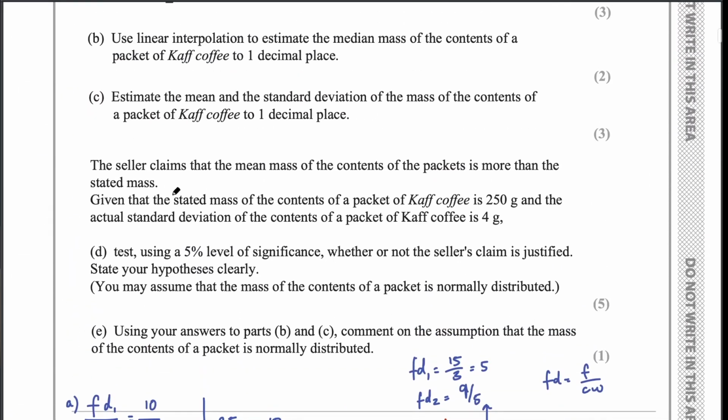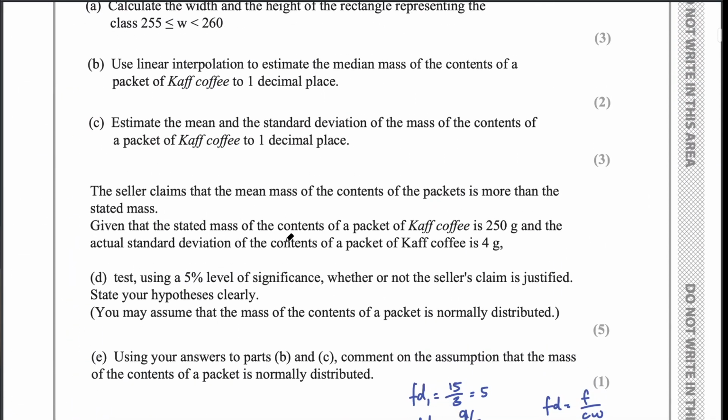Part D says the seller claims that the mean mass of the contents of the packets is more than the stated mass. Given that the stated mass of the contents of a packet of coffee is 250 grams, and the actual standard deviation of the contents of a packet of coffee is 4 grams, Part D says test using a 5% level of significance whether or not the seller's claim is justified, and state your hypothesis clearly. You may assume that the mass of the contents of a packet is normally distributed.